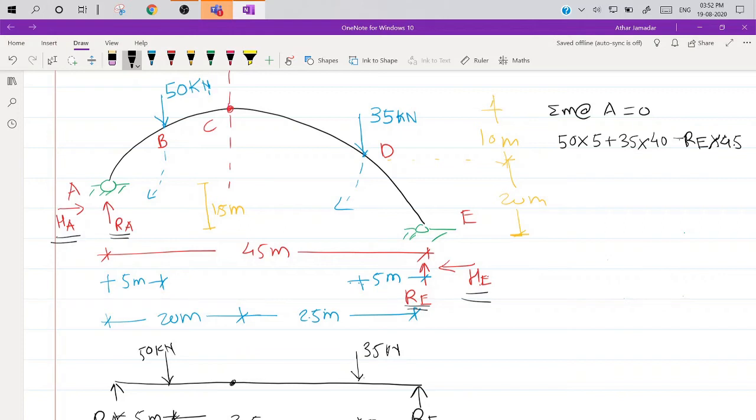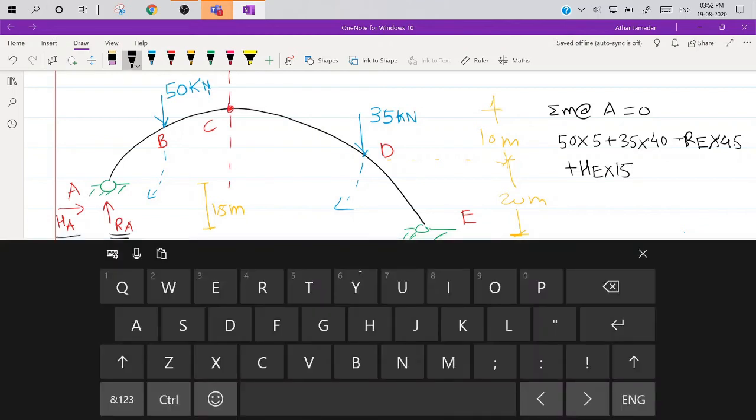Okay, and finally this HE will act in clockwise direction about A. Okay, this moment of HE should be added while taking summation of moment about A. So plus HE into the distance between this E support and A support, it is apart by 15 meters. So plus HE into 15 is equal to 0.